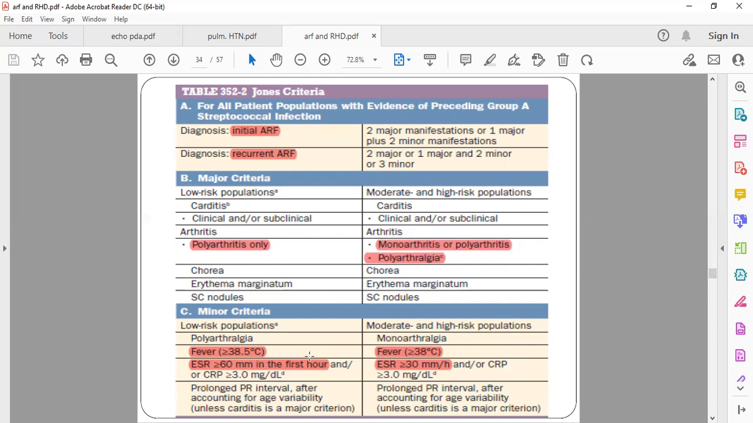In the minor criteria, there is a small difference between low risk and moderate and high risk. Fever of more than 38 is sufficient in moderate and high risk, whereas in low risk it should be more than 38.5. ESR should be more than 60 in the first hour in low risk population, and more than 30 in the high risk population.